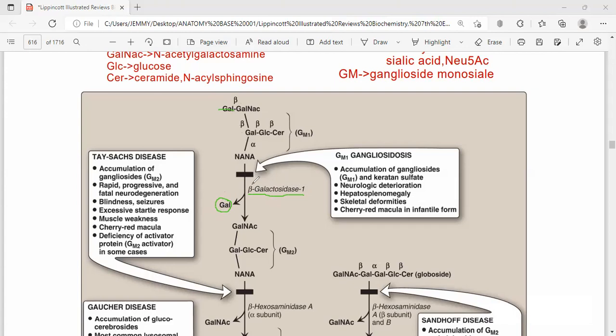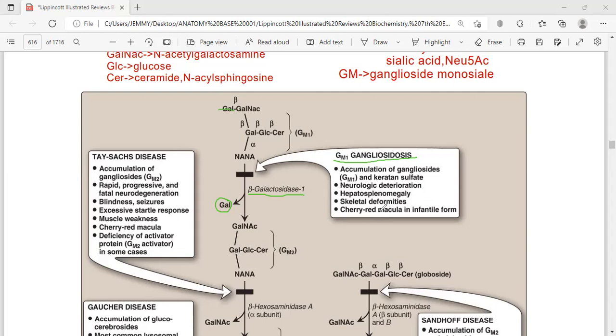Now, if you have a deficiency of beta galactosidase 1, you will have accumulation of this GM1. That is known as GM1 gangliosidosis. So there is accumulation of gangliosides and keratan sulfate. Keratan sulfate, remember, is a glycosaminoglycan, your acid mucopolysaccharides. One of the characteristics is neurologic deterioration. The gangliosides will also accumulate in the spleen and the liver, causing hepatosplenomegaly. So you have a big liver and a big spleen. You also have some skeletal deformities.